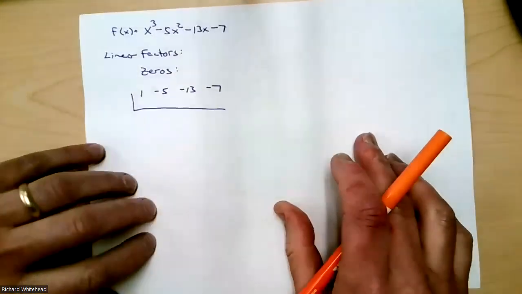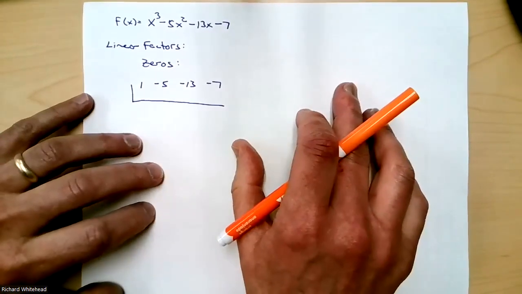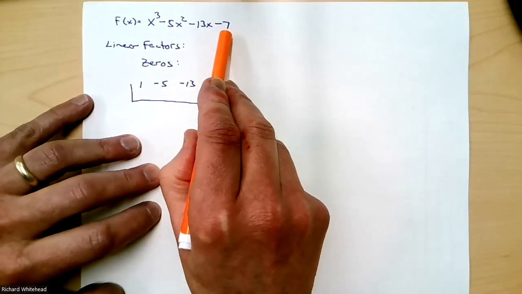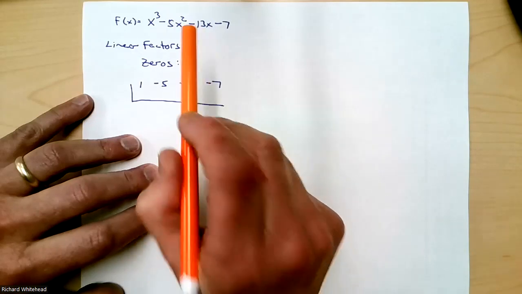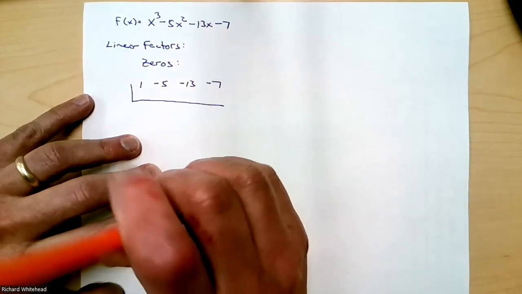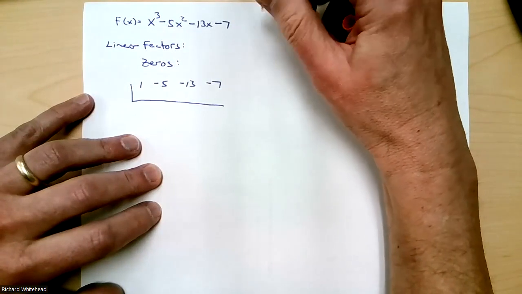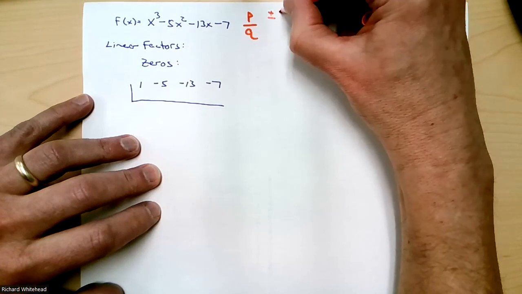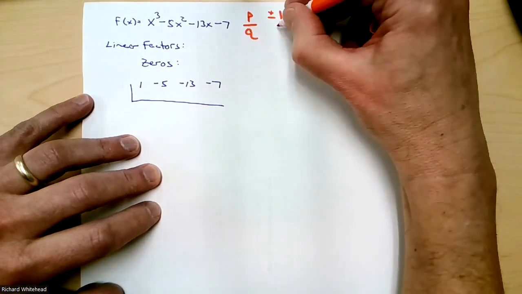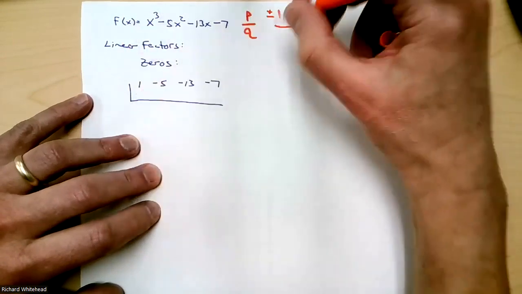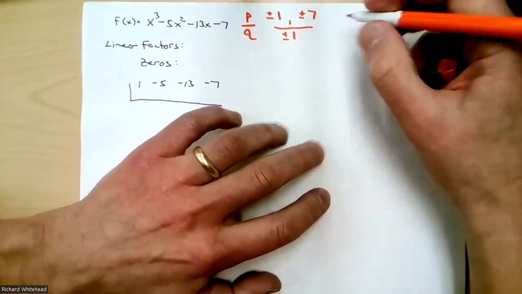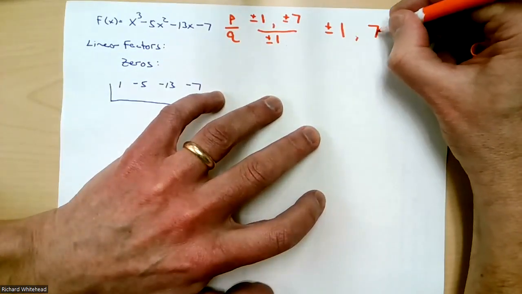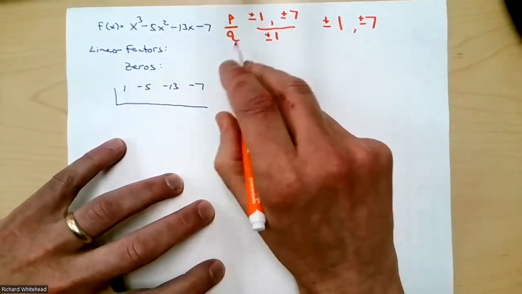All right, let's do a slightly more complicated example. And actually, this is not a more complicated example because it's just an X cubed. But I wanted to do something that had a slightly different P over Q. You're going to say, my P over Q, my factors of 7 could be 1 or 7. And then my factors of 1 would just be 1. So my possible rational roots would be 1 over 1 or 7 over 1.